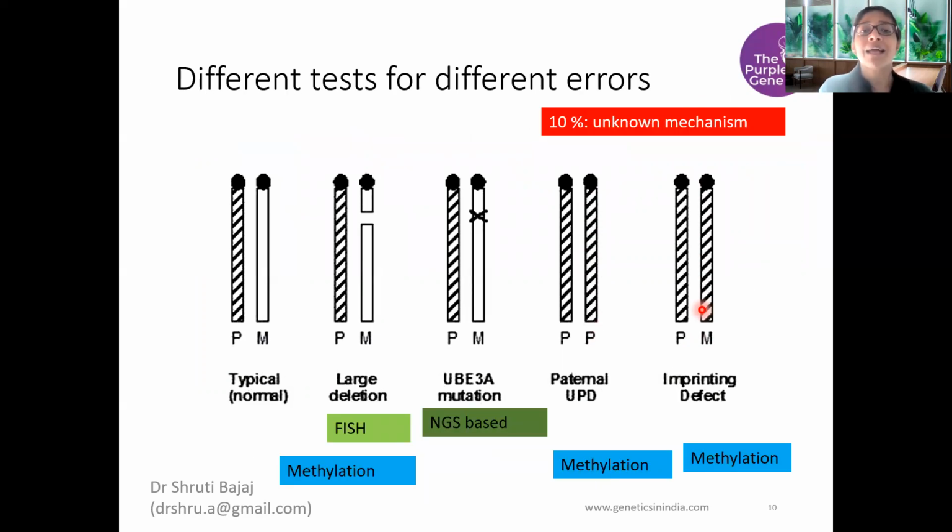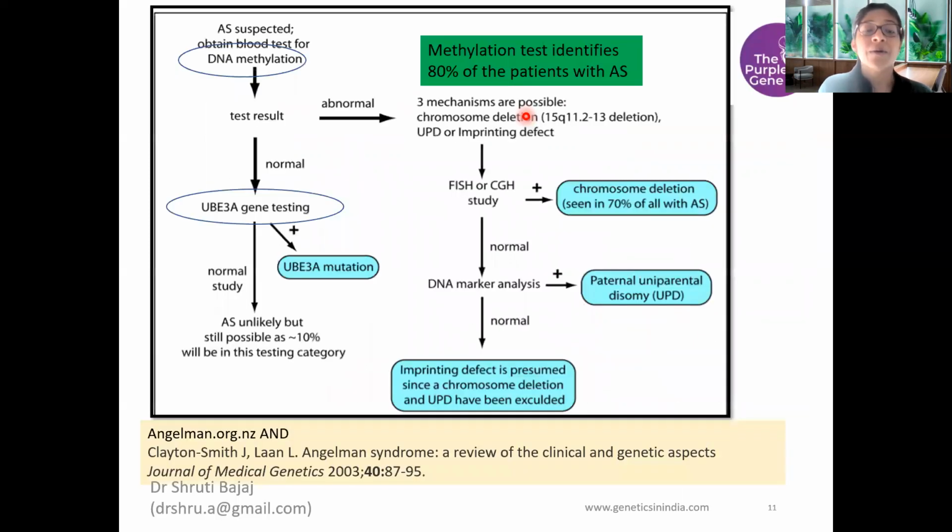One needs to understand that because there are different mechanisms for Angelman syndrome, understandably, there are different genetic tests which can help us to diagnose this condition. We need to appreciate that around 10% of the cases of Angelman syndrome will not be able to get a diagnosis despite the most sophisticated genetic test. Typically, the flowchart for diagnosis for Angelman starts by doing a blood test called DNA methylation. This is a very useful test. It will pick up 80% of the patients with Angelman.